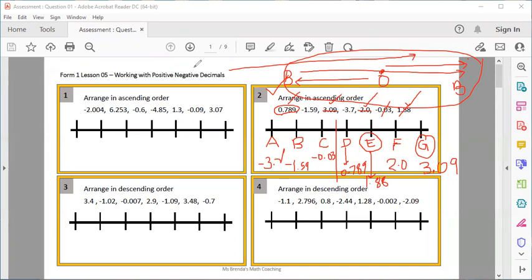Okay, number 3. All right, let's do one last one. Okay, number 3. Again, A. All of you do it on your side. A, B, C, D, E, F, and G. Okay. So first sort out your positive numbers. What would be the answer for G? Put it into chat, guys.